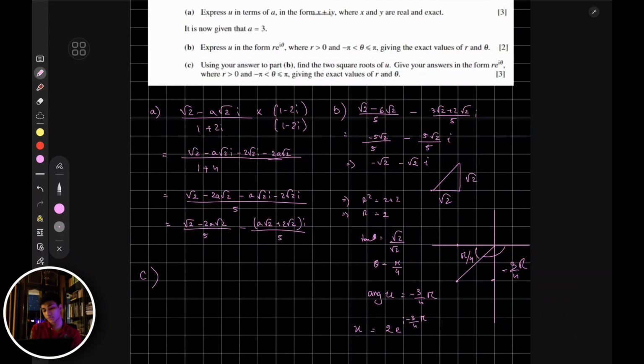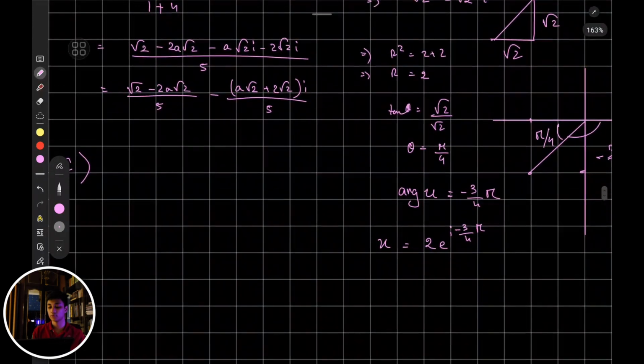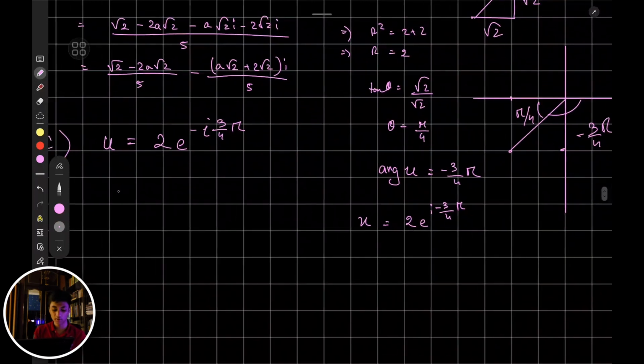For question C, using your answer to part B, find the two square roots of u, giving your answer in the form r e to the power i theta, where r is greater than 0. So basically they want the square root of u. You know the value of u, which is 2e to the power minus i 3/4 of pi. Great. So if they want the square root, you are putting a power of half.